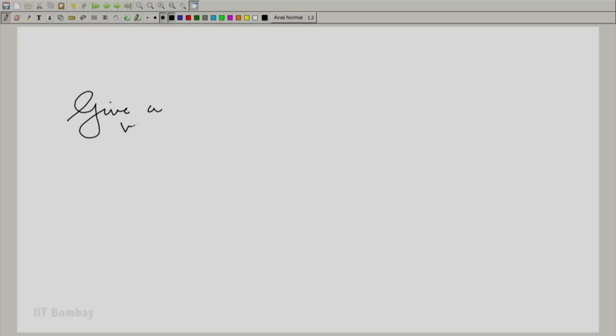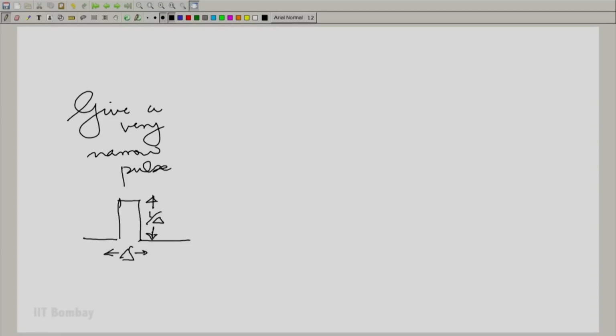Now in fact, that's where this idea of the response of that RC circuit to a very narrow pulse comes into the picture. So what I do is, I say, well, if you give the RC circuit a very narrow pulse, let the width of the pulse be delta, and the height 1 by delta, or any multiple of delta and the same multiple of 1 by delta. This is a very narrow pulse. Give this as the input to the RC circuit. So it is a hypothetical voltage which you are giving to the RC circuit, and you record the output. Let that output be h(t).